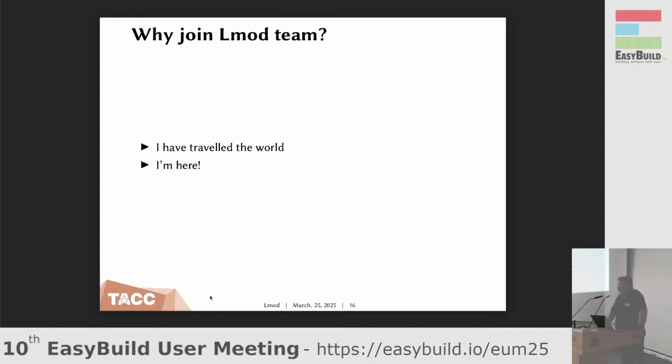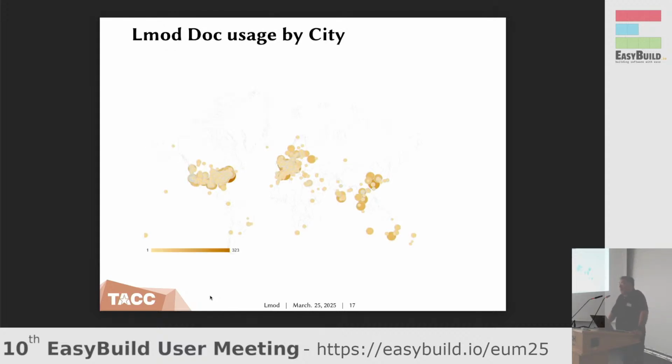Why join the team? Well, I've traveled the world and I'm here. And this picture is pretty old, but this shows where somebody has read the documentation. So I can safely say that Lmod is read pretty much all over the world.